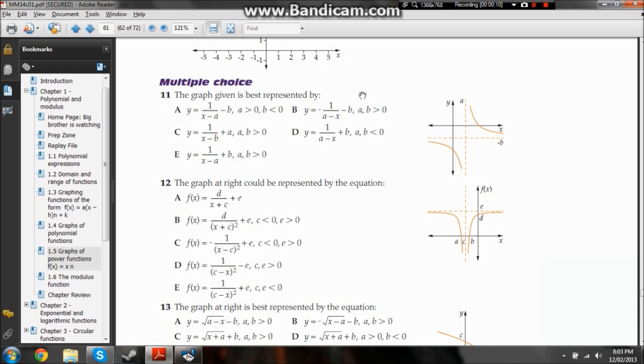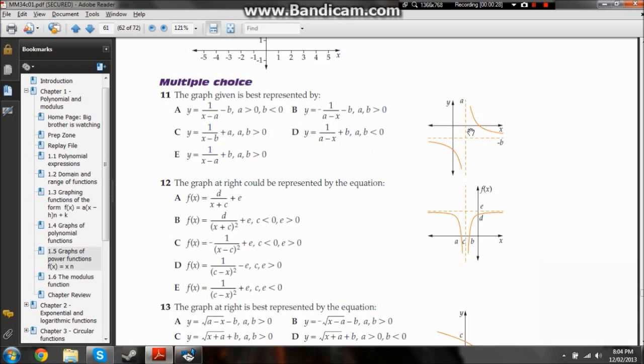Question asks, the graph given is best represented by, and it has 5 different equations there with restrictions on A and B. So the first thing I notice about the graph here is that it's positive, so it's not going to be, say, D, because it's got negative x there. I've already ruled out one of them.